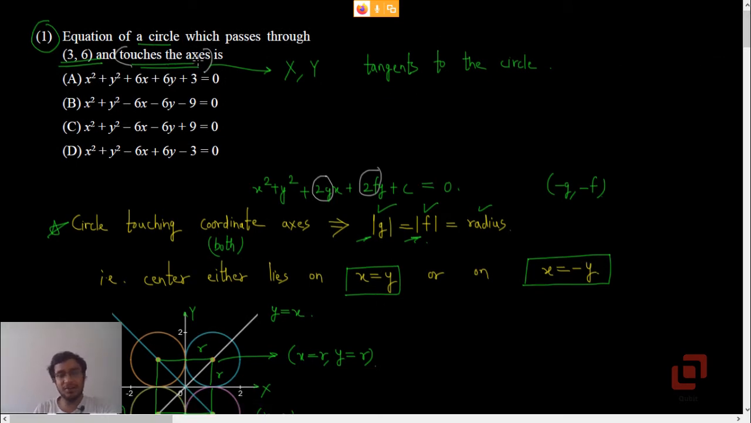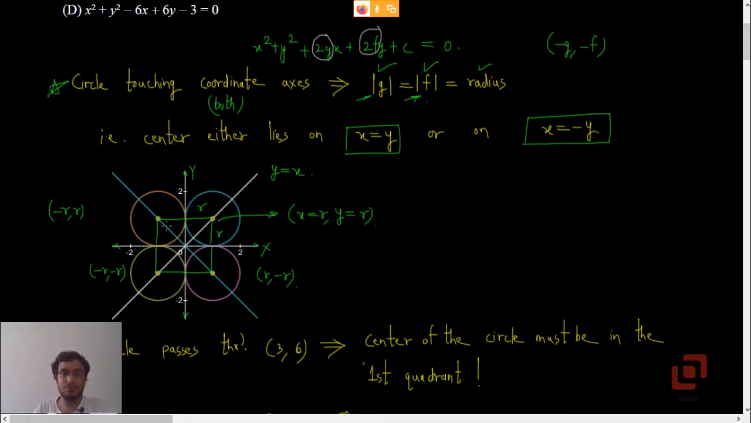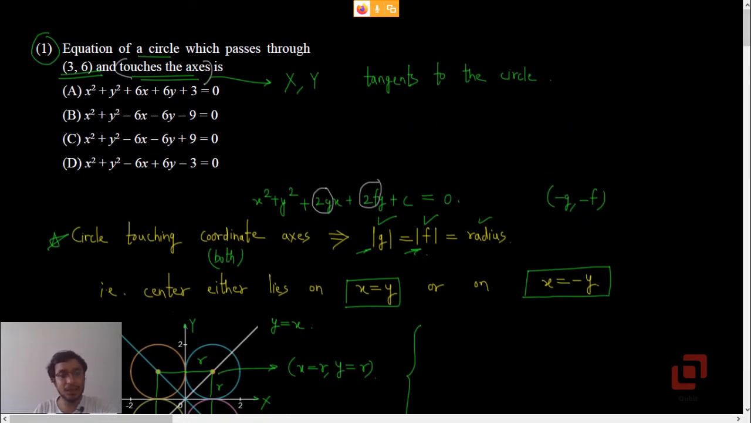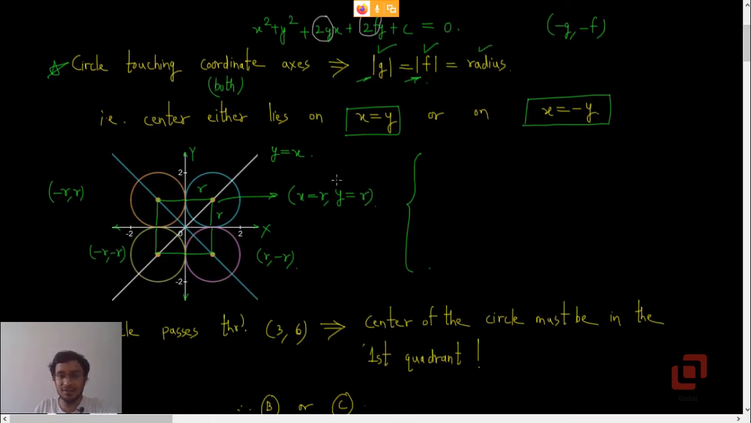Okay, so when the circle touches the axis, this figure is what should come to your mind. Okay, this particular figure. The other thing about this MCQ is the circle passes through the point (3, 6). Okay, now from this figure you can easily see that if the center of the circle lies in the second quadrant, entire circle lies in the second quadrant. Same with the circle in the third and the circle in the fourth quadrant. Okay, so entire circle is contained by that quadrant in which the center of the circle lies.